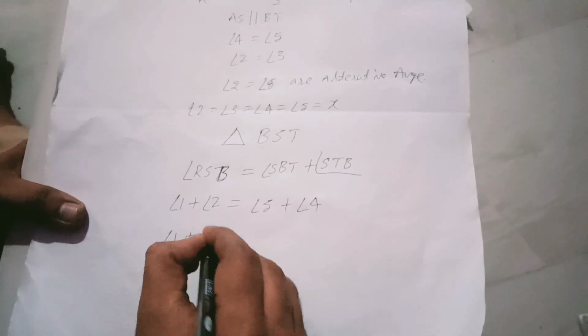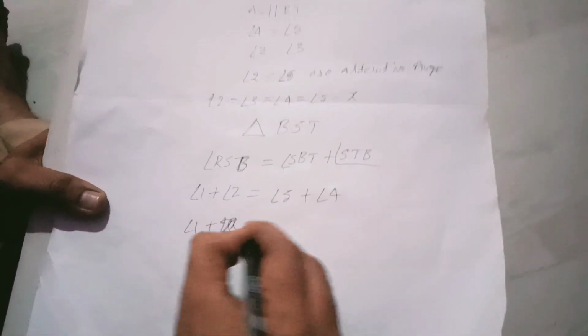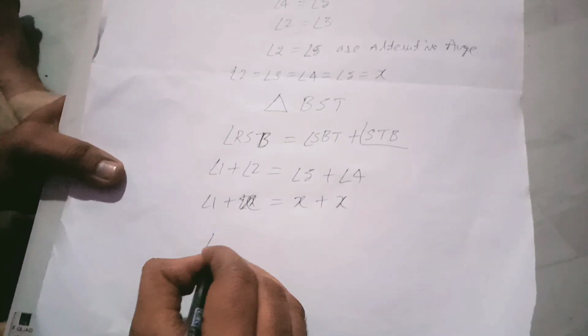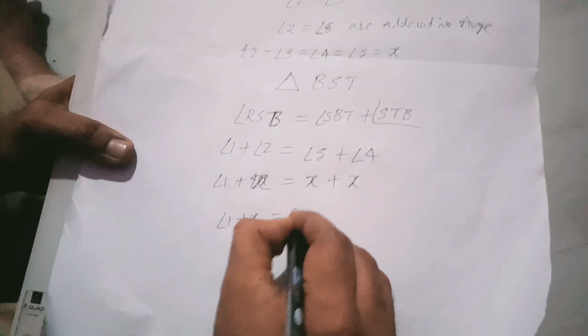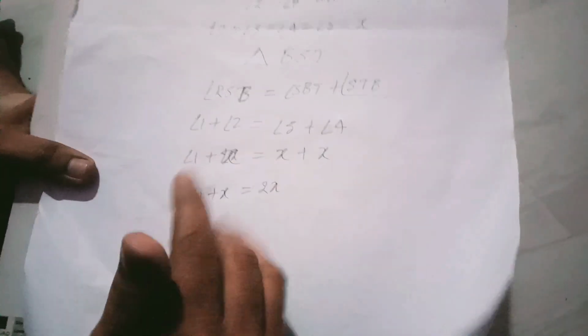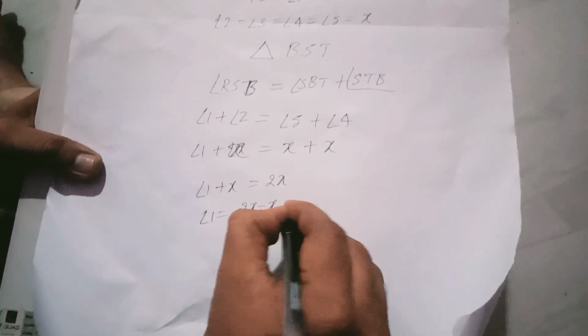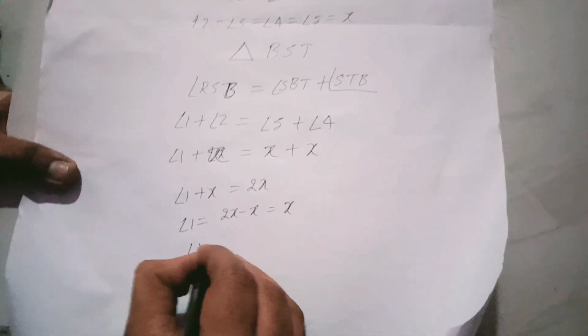Angle 1 plus angle 2 is equal to x plus x. Angle 2 is equal to x, angle 5 is equal to x, angle 4 is equal to x. Angle 1 plus x is equal to 2x. Angle 1 is equal to 2x minus x, which is x. Angle 1 is equal to x.